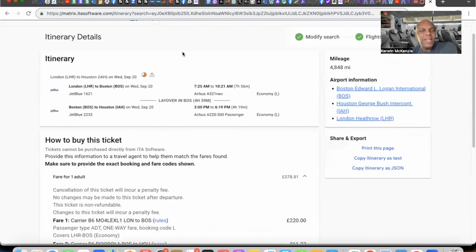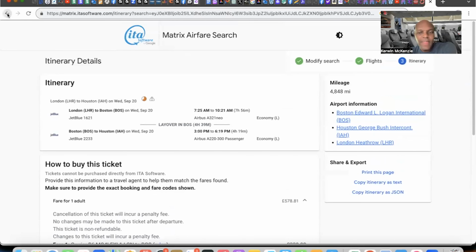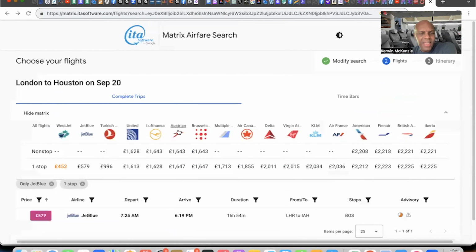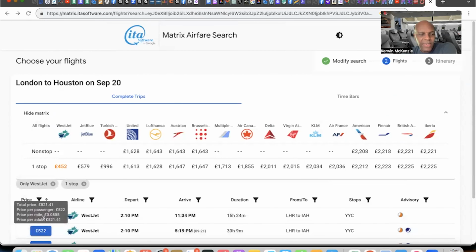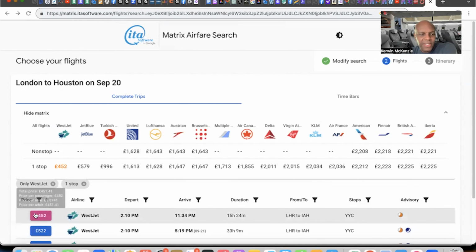And so we're going to go back again. And let's see if Turkish Airlines charges that, although their fare is almost 1,000. Well, let's look at WestJet. Let's see if WestJet charges that surcharge.